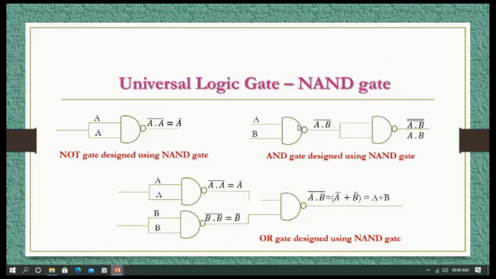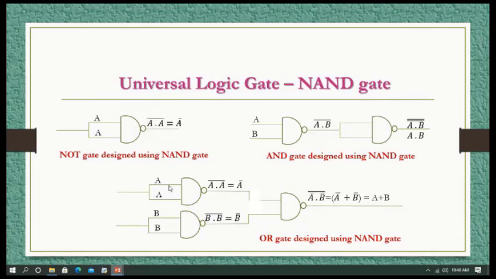Similarly, since NAND represents NOT AND, we can get AND gate just by complementing the result of a NAND gate. As per involution law, we know that complement of a Boolean variable's complement is the Boolean variable itself. So when we complement the output of a NAND gate, the result is AND gate.